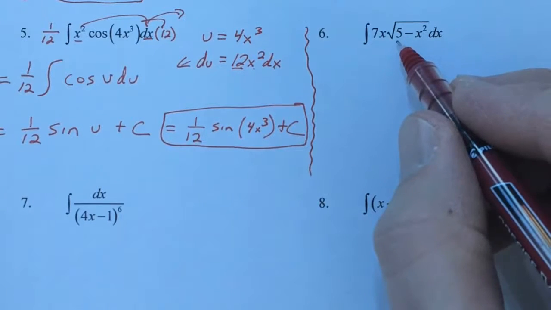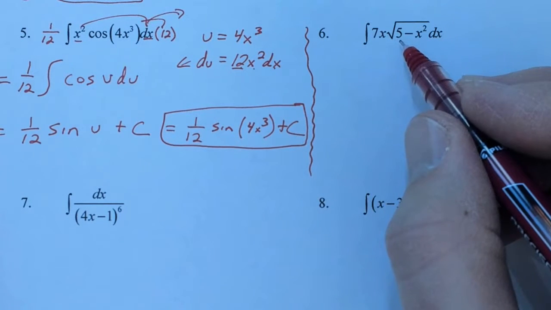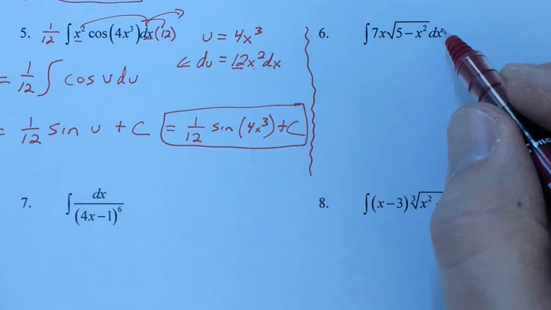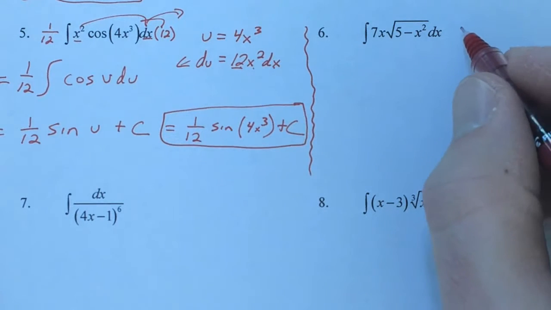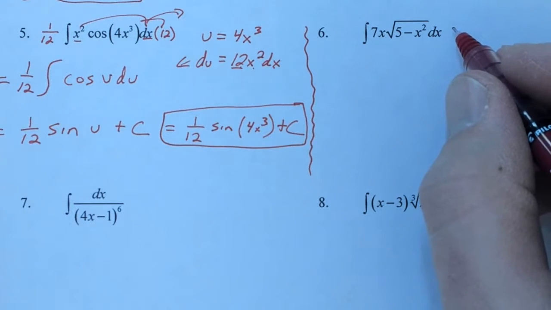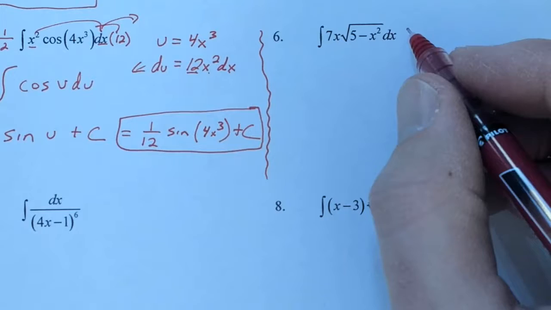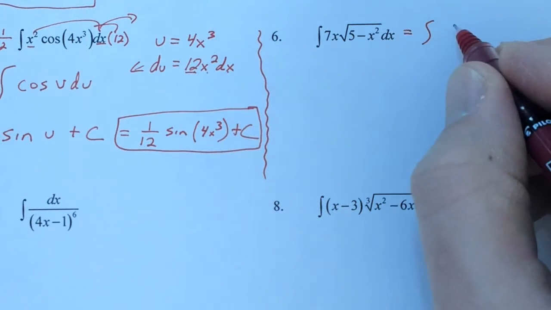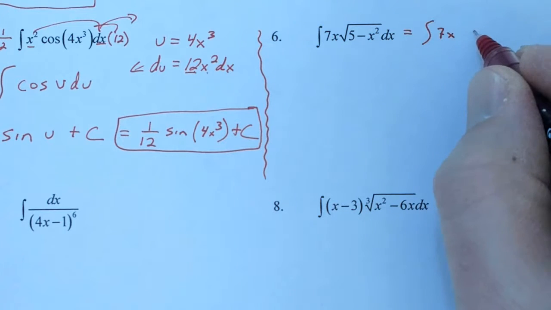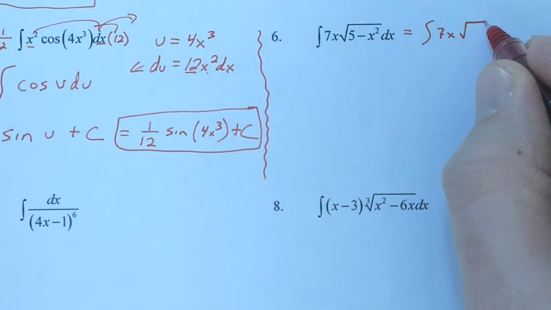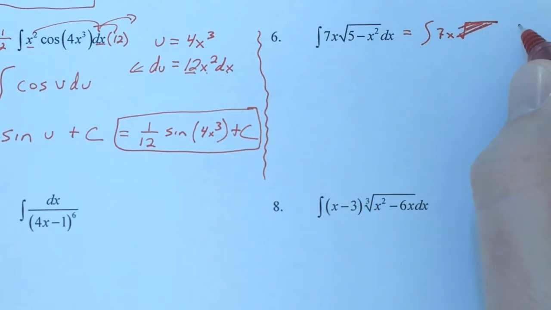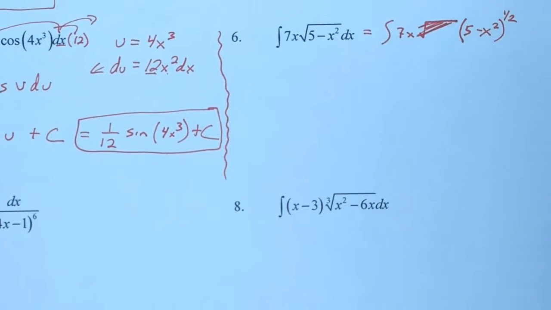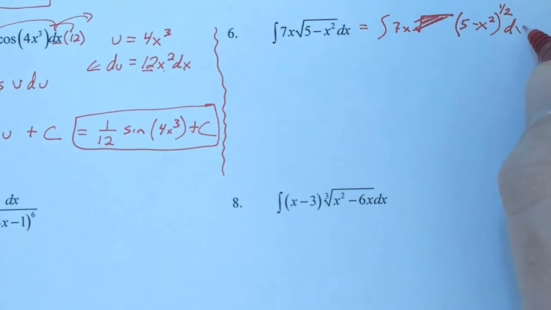With problem number 6, we see a radical, and we don't really want the radical there right now because we know we have to antiderive, and rational exponents are much better for that. So therefore, we're going to need to rewrite this as the antiderivative of 7x, and then we're going to have, not square root, that's not going to be there anymore, my bad. We're going to have 5 minus x squared to the 1/2 power dx.